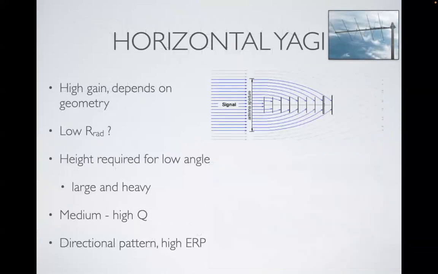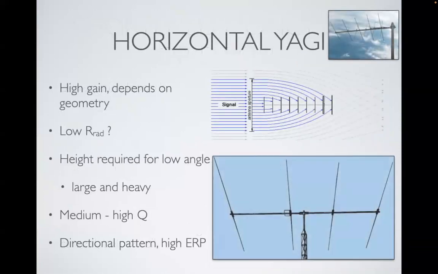Horizontal Yagi, we're all familiar with this. This is a great antenna. It has a narrow aperture potentially, depending upon the boom length, more than the number of elements. The boom length really matters. It will have a kind of a low radiation resistance. It depends very much on the structure.